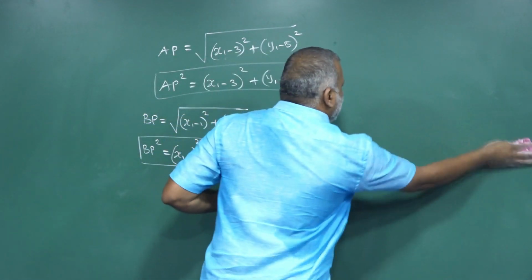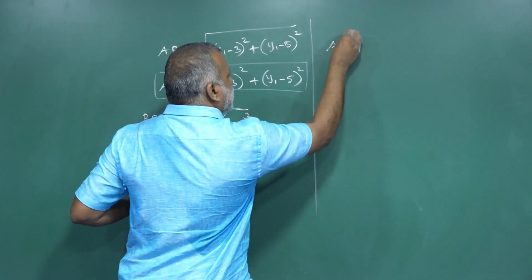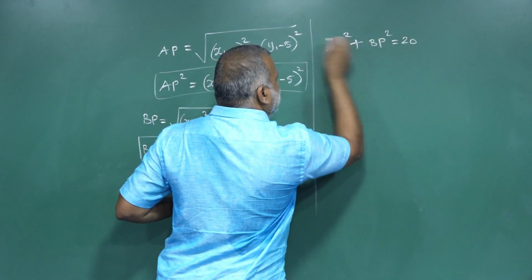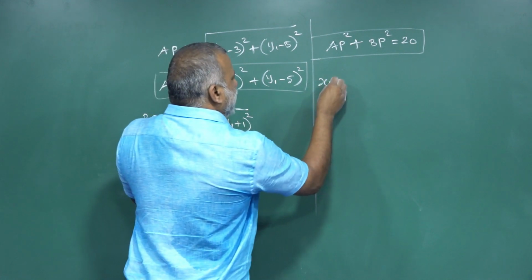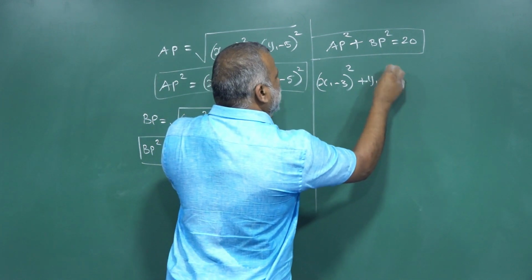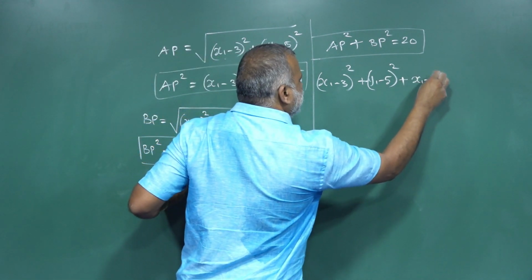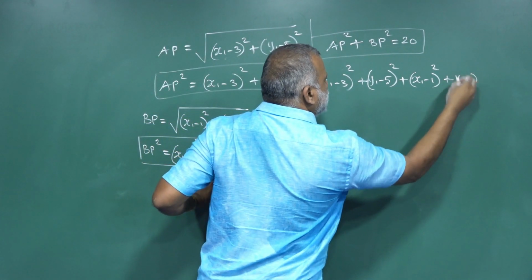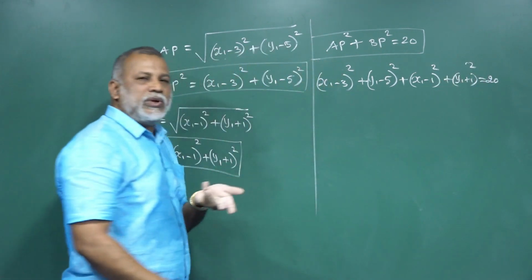See this. As per the condition, AP squared plus BP squared equal to 20. It is already given in your question itself. We worked out AP squared, so just use this: x1 minus 3 the whole squared plus y1 minus 5 the whole squared, plus BP squared, x1 minus 1 the whole squared plus y1 plus 1 the whole squared, equal to 20. So that's all. After that it is only calculation.